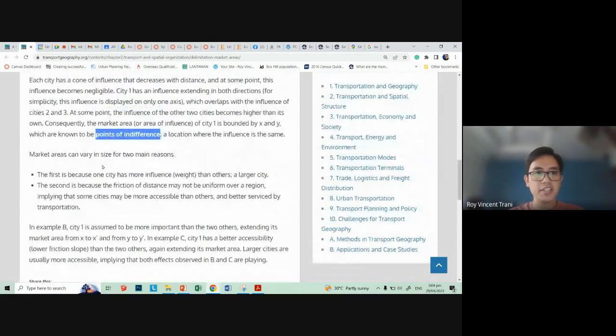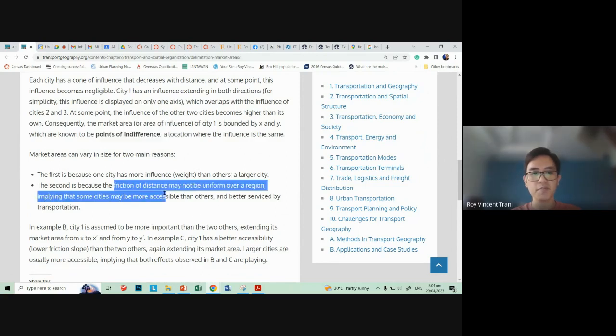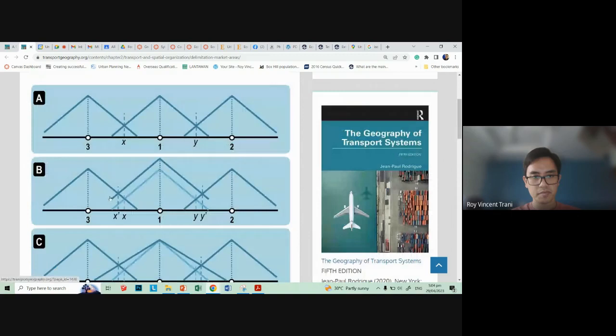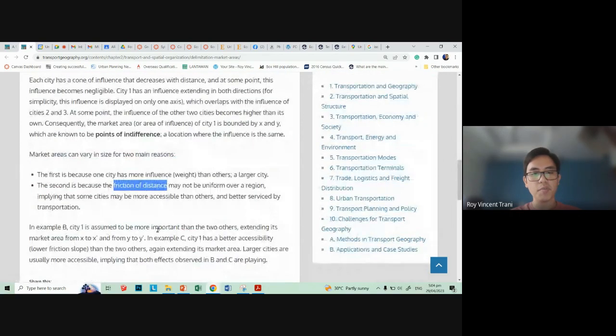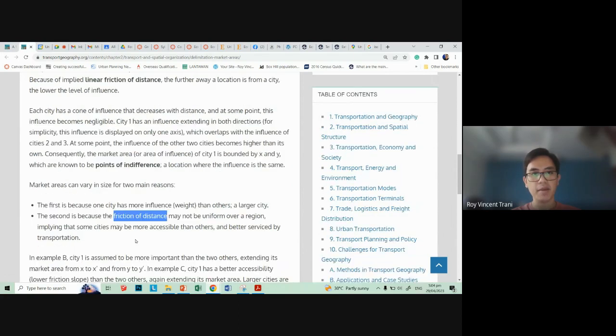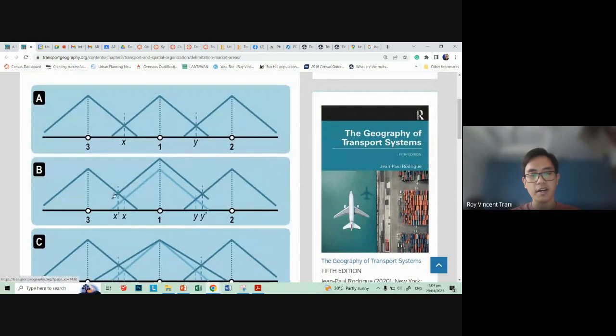Market areas can vary in size for two main reasons. The first is that one city has more influence, also called weight, than others. A larger city is an example of that. The second is that the friction of distance may not be uniform over a region, implying that some cities may be more accessible than others and better serviced by transportation. In example B here, city 1 is assumed to be more important than the two others, extending its market area from X to X prime and from Y to Y prime. That's what's going on here. You see the new cone of influence, the triangle above city 1, and the new market area is expanded from X to X prime and Y to Y prime, expanding on the left and the right.